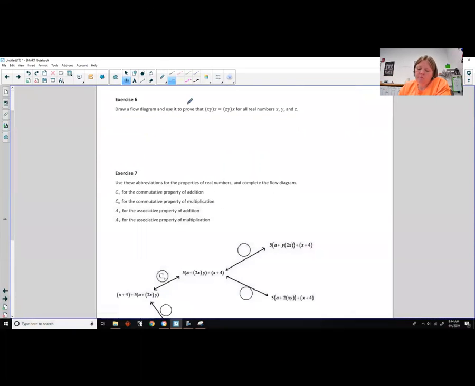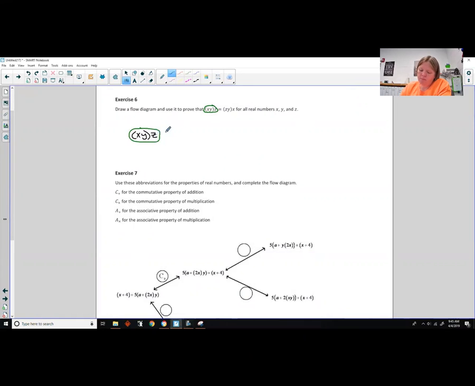Exercise 6, draw a flow diagram and use it to prove that (x times y) times z equals (z times y) times x for all real numbers x, y, and z. So pause the video, see if you can do that, and then come back and check.